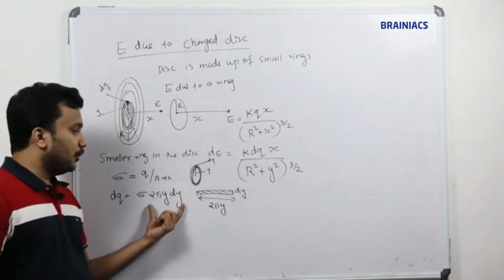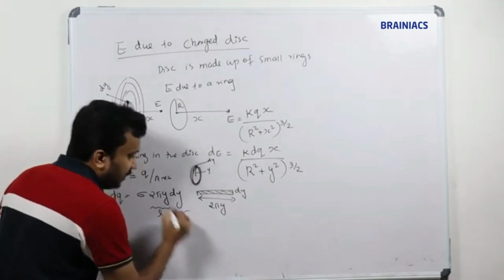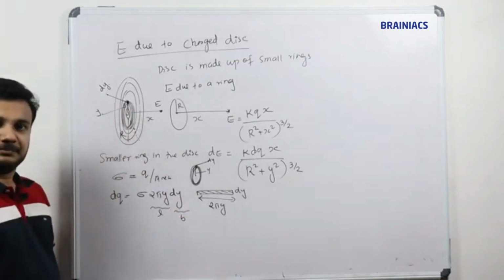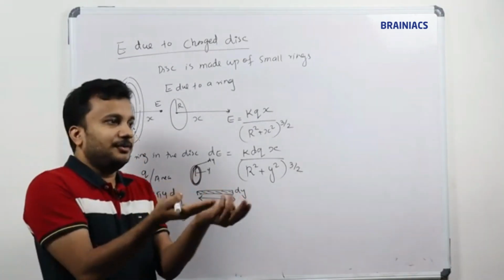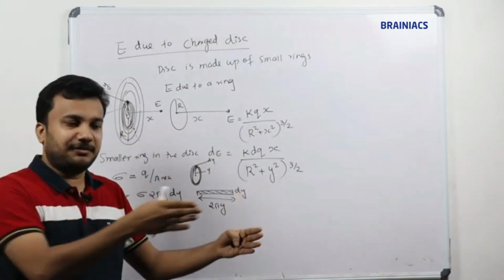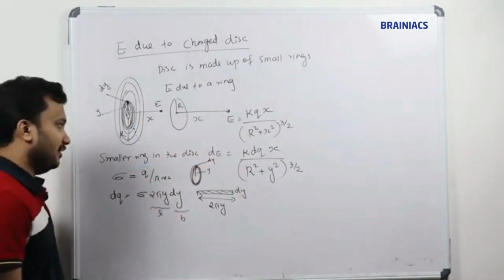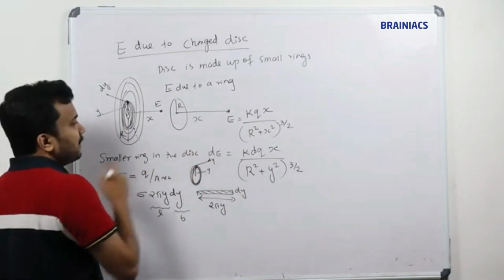That's what I have written: 2 pi y is the length and dy is the breadth. You can consider it like folding one A4 sheet of paper into a circle and cutting it, so it is a sheet. You have length, you have breadth, and length into breadth is the area. So I mark it like this. Now this is for a smaller ring.